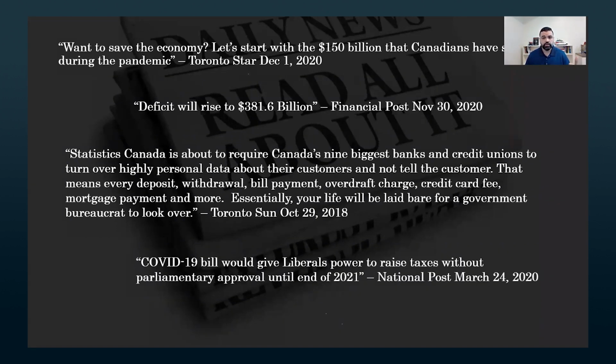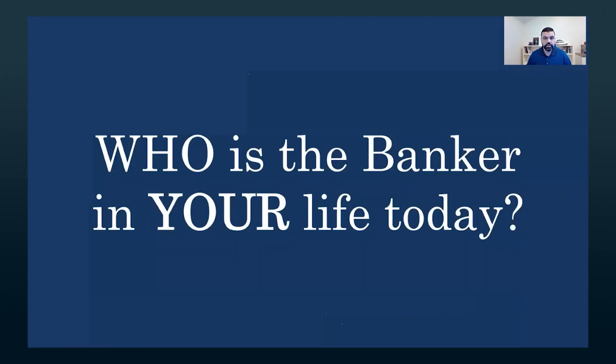Statistics Canada required Canada's largest banks and credit unions to turn over personal data, highly sensitive information about their customers without the customers knowing. So deposits, withdrawals, bill payments. So government bureaucrats are going to have information about you. They're going to be able to see all of your sensitive details. And not to mention, regardless of political leanings, the COVID-19 bill that was passed gives the Liberal government the opportunity to raise taxes without parliamentary approval. So the question becomes, who is the banker in your life today?